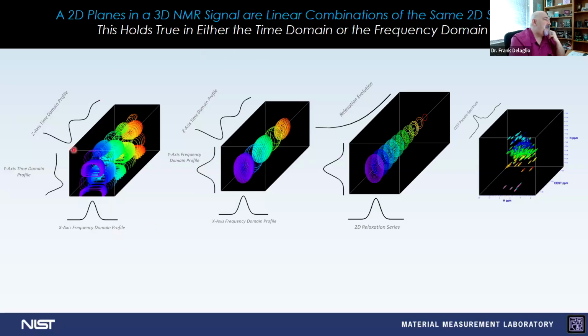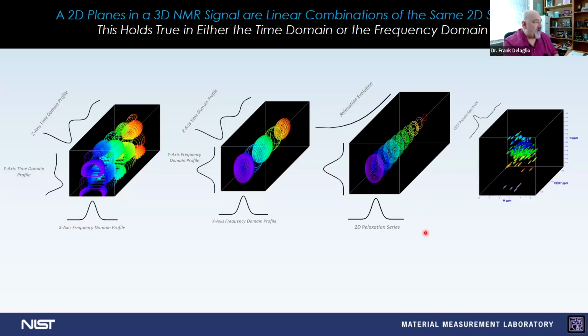So this is for a 3D or 4D measurement, but also this holds true for many kinds of pseudo 3D measurements. So for example, in a relaxation series, every 2D plane has the same 2D signals in it, just modulated in this case by some relaxation expression. And in the case of a CEST experiment, every 2D plane has the same signals, but they vary in accordance to some kind of pseudo CEST spectrum in the third dimension.